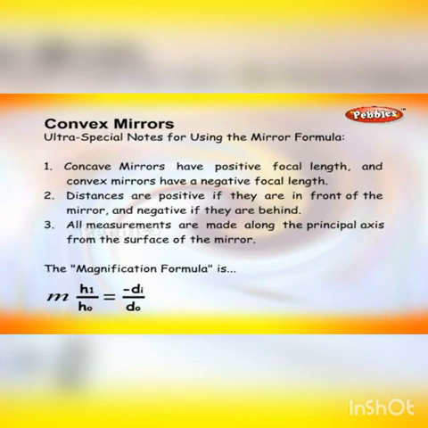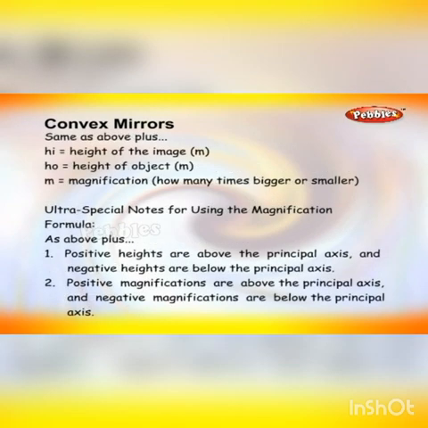The magnification formula is M = hi/ho = -di/do. Same as above, plus hi is the height of the image in meters, ho is the height of the object in meters, and M is the magnification.